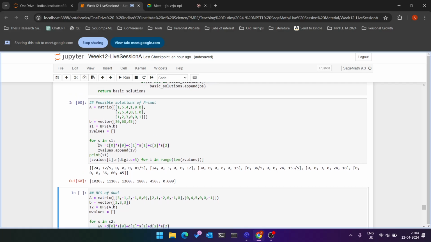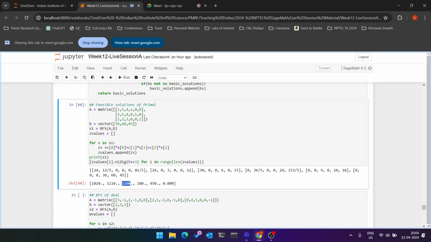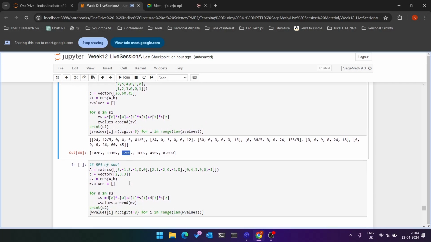So only six basic feasible solutions exist, and corresponding to those, I calculate my cost: 10, 20, 11, 10, 12, 10, 180, 450, and 0. From this I can see that my objective is maximized at this particular corner point, like a higher dimensional polygon, and that is my solution.